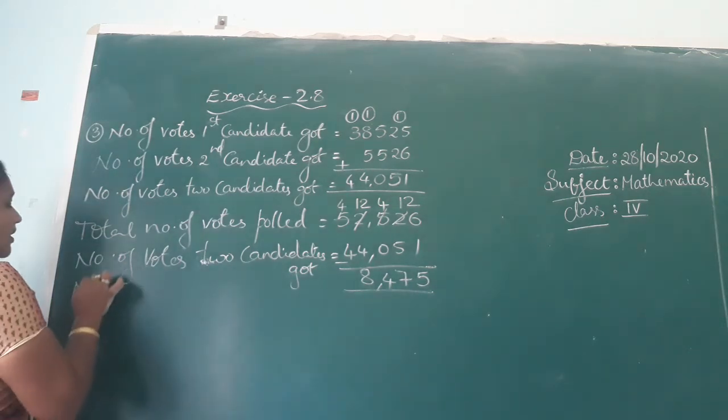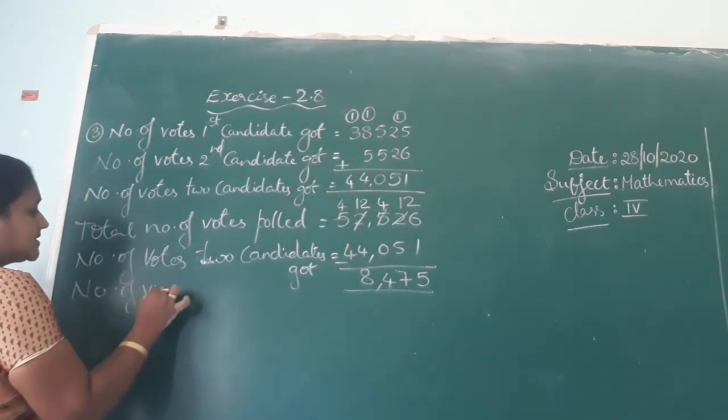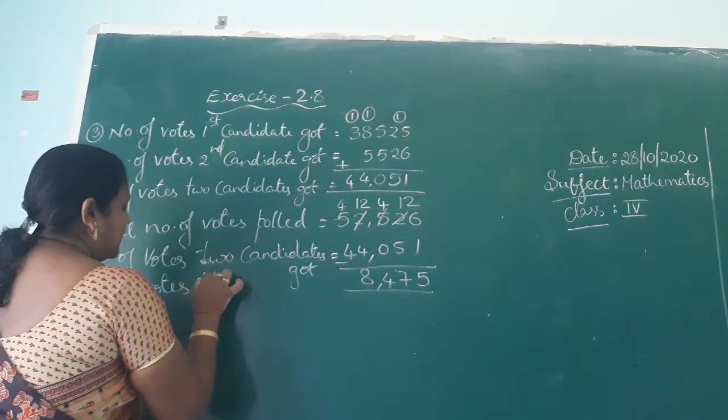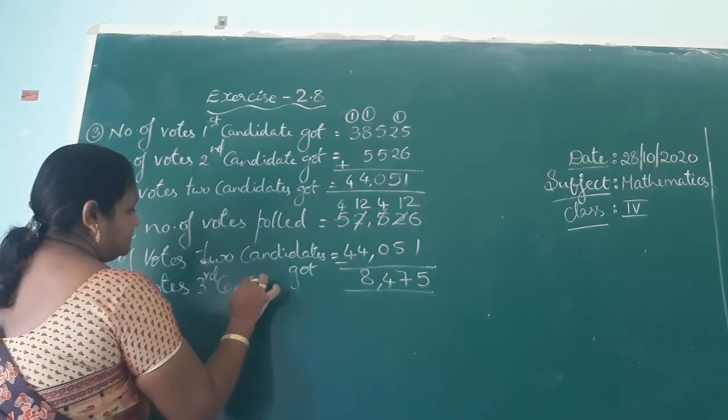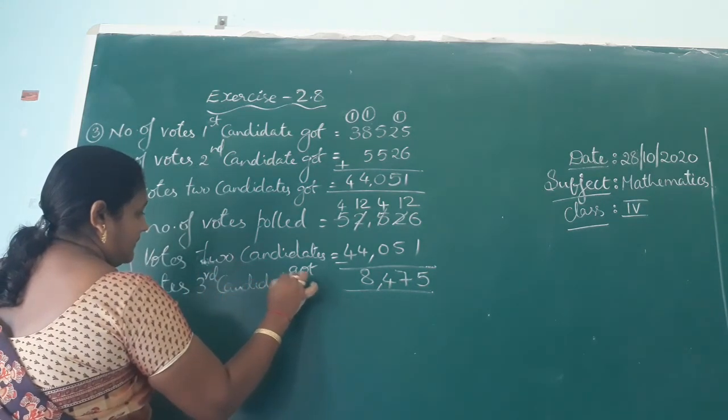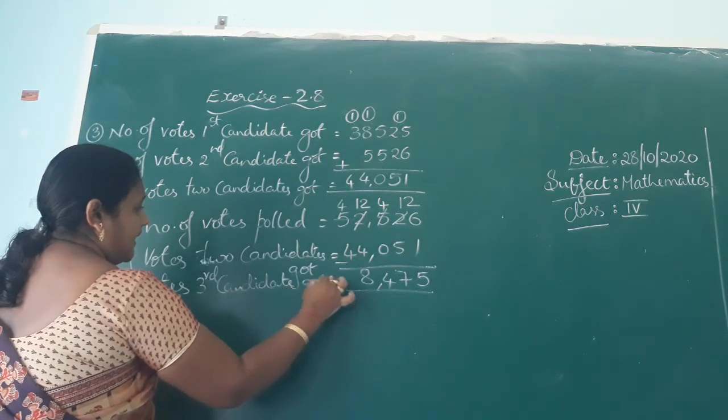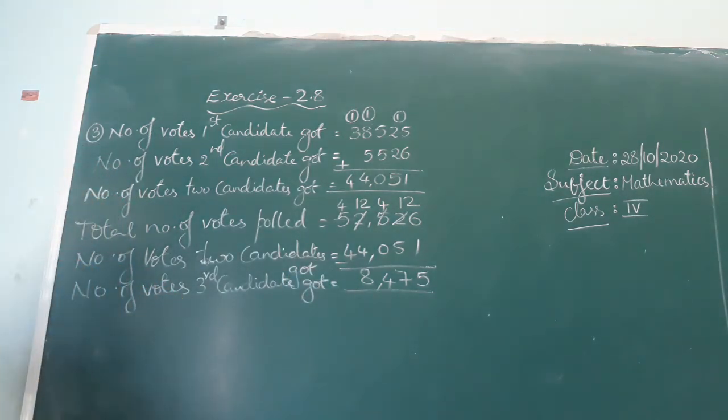The third candidate got it. Number of votes the third candidate got. How much did that third candidate get? 8,475 votes. See, the first two candidates got some votes. We know the total number of votes, and that total is 52,000 something. If you subtract the two candidates' votes, we will get the third candidate's votes. How much did that third candidate get?